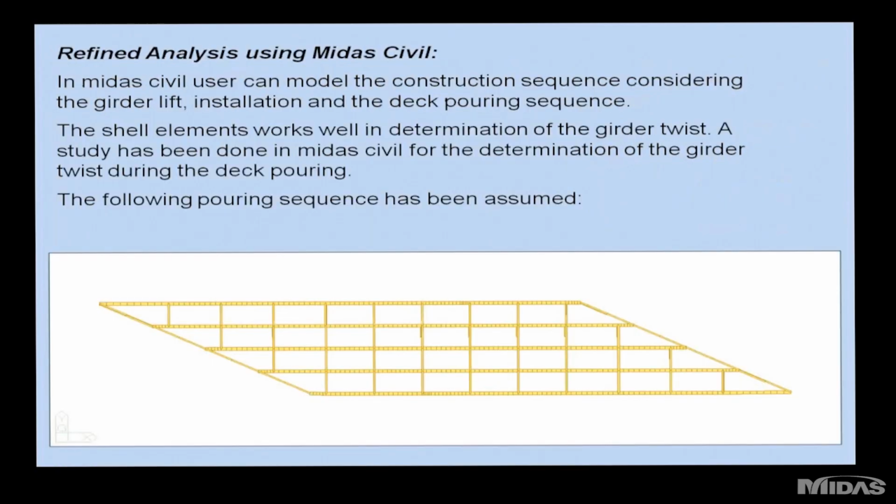Okay, and then I'm going to talk briefly about how Midas Civil can be used as a tool in the analysis of skewed bridges. One of the very useful features is stage construction analysis. So if you want to consider a multiple stage deck pour, you can apply load in different stages. You can apply load stage by stage and look at deflections during each stage.